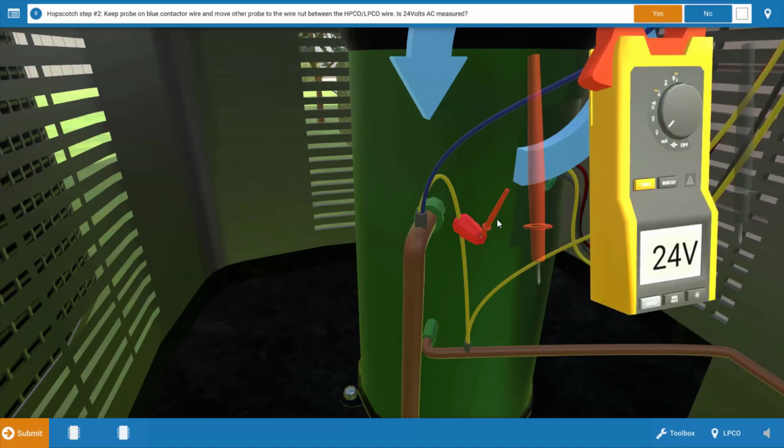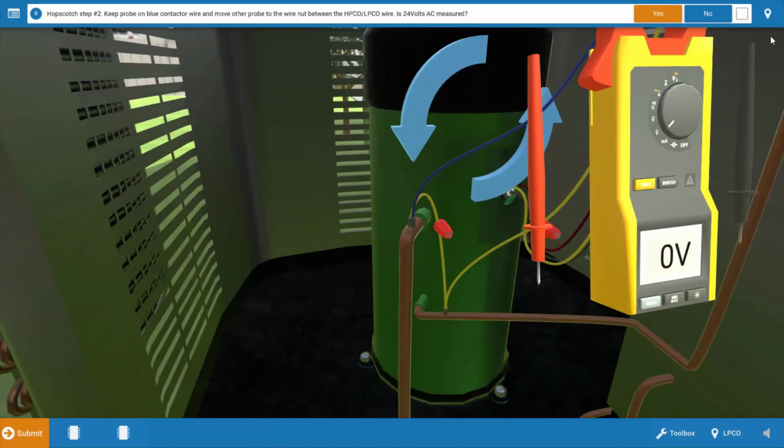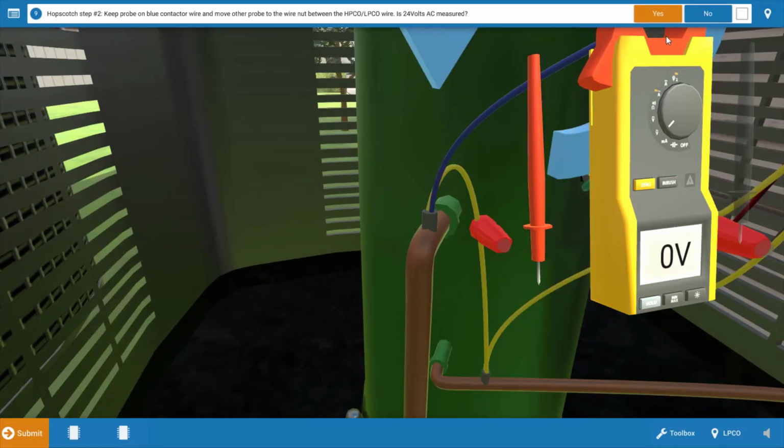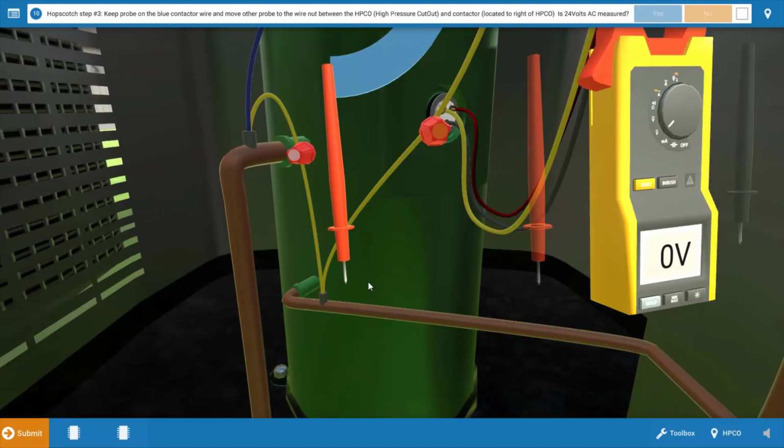So what we're going to do here is simply move that lead to the wire coming out of the high pressure cutout. Now, if you need to, you can zoom in. A lot of times you're going to want to do that so you can get a better view of the components, or you can click this little teleport icon up here at the top. I'm just going to zoom in a little bit, and I'm going to place that lead right here at the wire nut connection coming out of the high pressure cutout. And when we did that, we've got 0 volts.